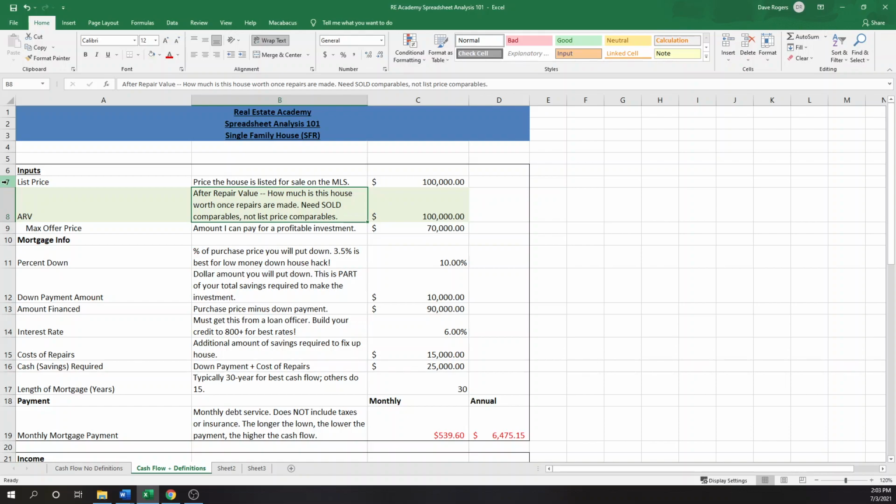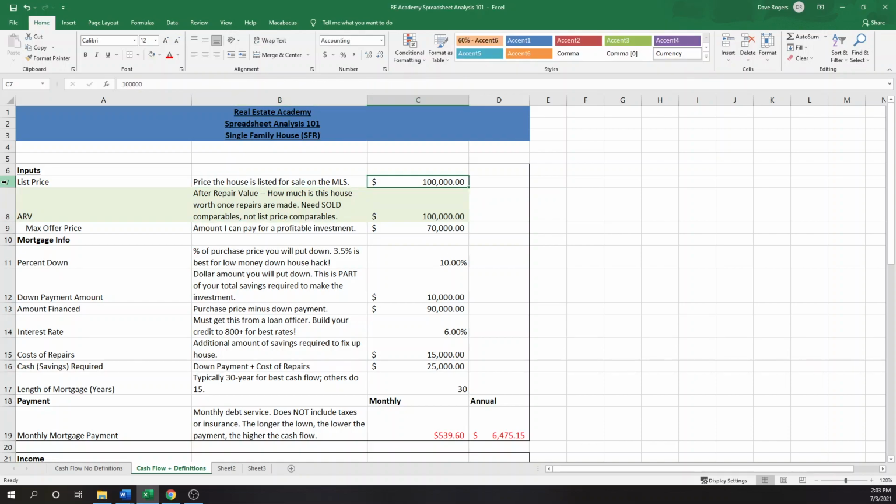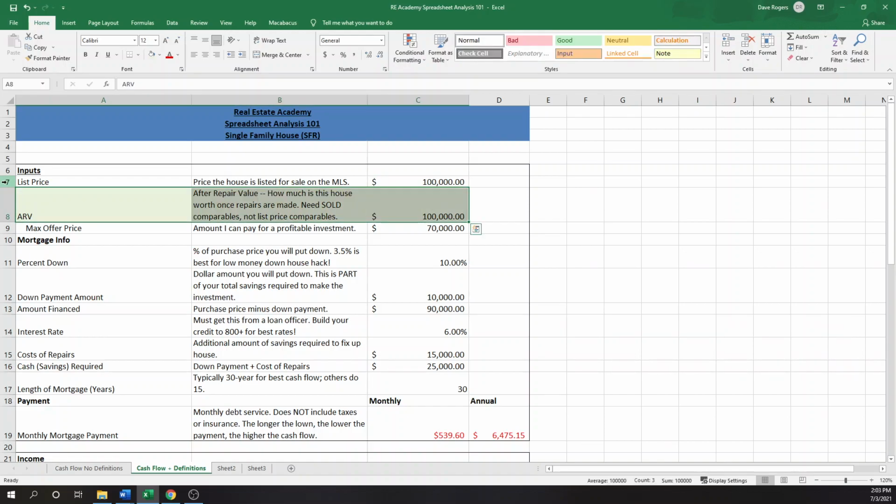What does that mean? So list price, if I think my house is worth $100,000, I'm going to list it for that price. But if nobody else thinks it's worth that, maybe it sells for $80,000. That means my after repair value is that $80,000 sold number. What people think it's worth or what the list price is doesn't really mean anything. Today we're in a seller's market, so typically your sales prices are going to be higher than your list prices. In 2009, your ARV or your sales price was going to be lower than the list price.